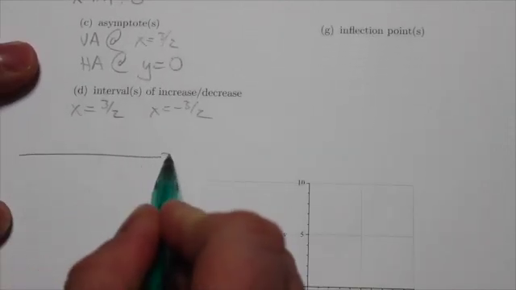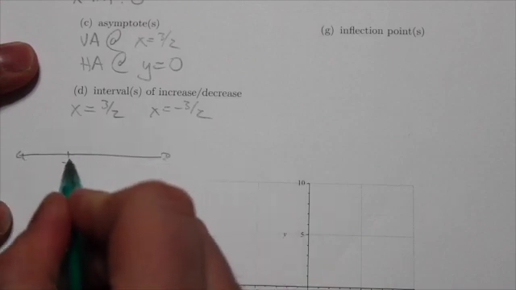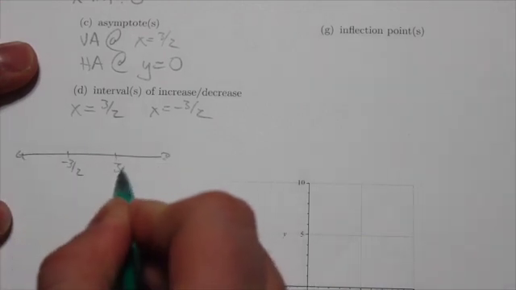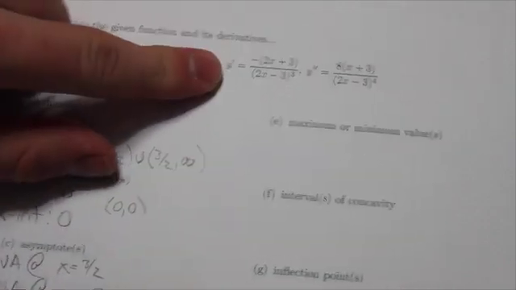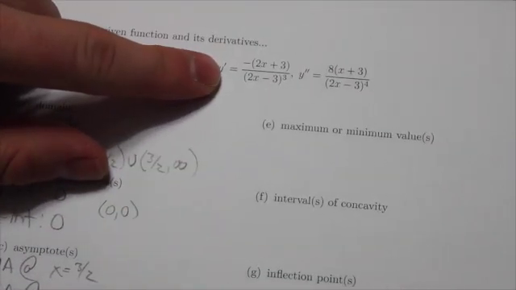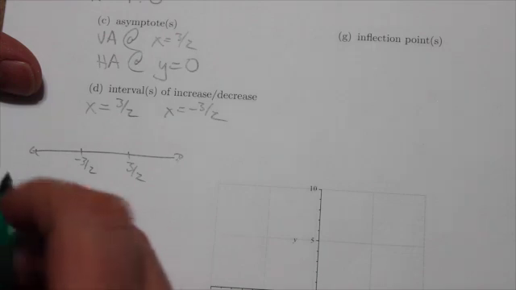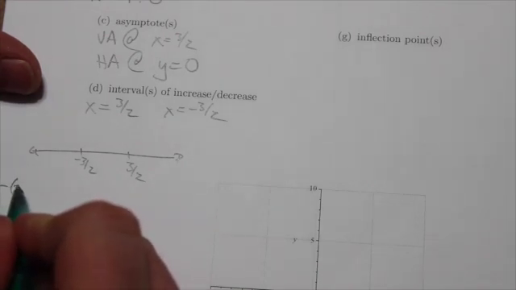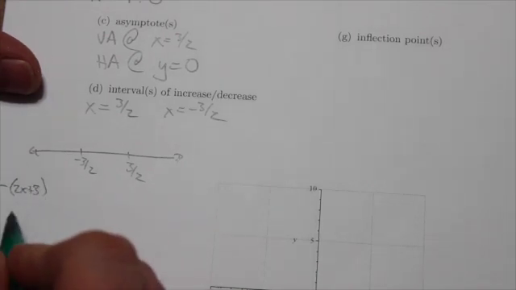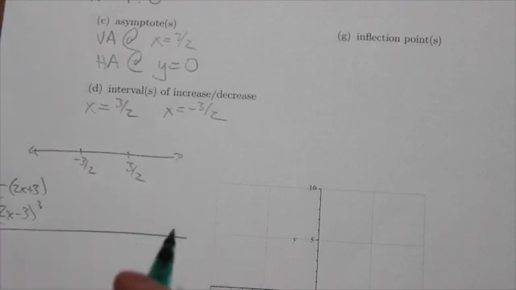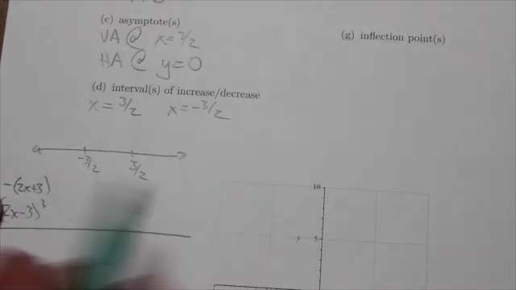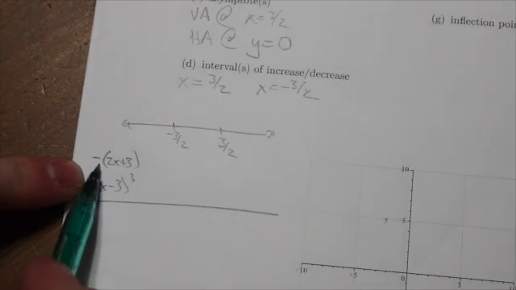So I'm going to draw out my number line, as per usual. Negative 3/2, positive 3/2, and then I'm going to list off the factors of the first derivative, which in this case, now I'm going to put that negative in there, 2x plus 3, and then over 2x minus 3 cubed. Okay, now that negative is really important.